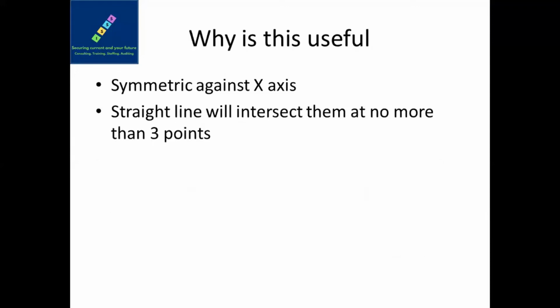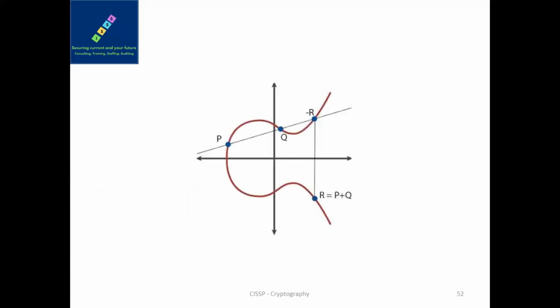Now, the usefulness of ECC comes from the symmetry against the x-axis. If you look at this particular picture, the part of the elliptical curve above the x-axis is the same as what is below the x-axis. It's not symmetric across the y-axis. It's symmetric only across the x-axis. At any point of time, if you draw a straight line, it's going to cut across 3 points on the elliptical curve, not more than that.